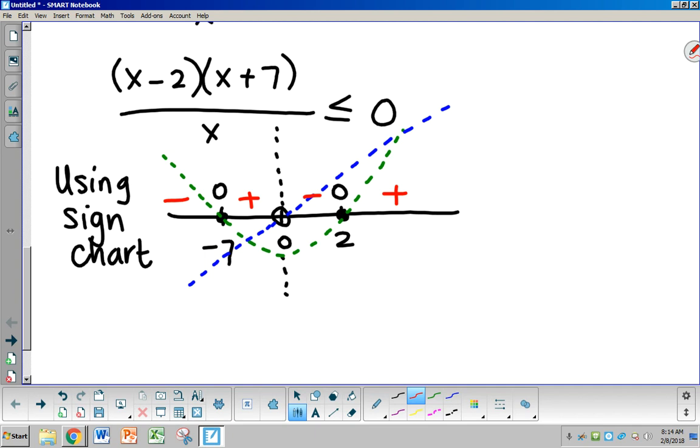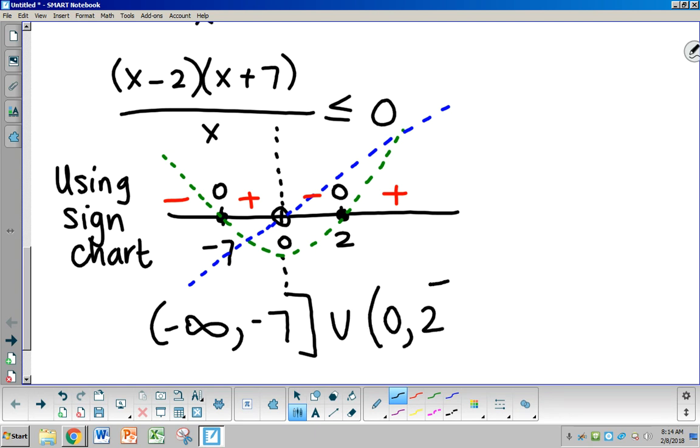When is it less than or equal to 0? Yes, it's negative infinity to negative 7 with a bracket, in union with parentheses 0 to 2 with a bracket. Because that's an asymptote, right? That's an open dot.